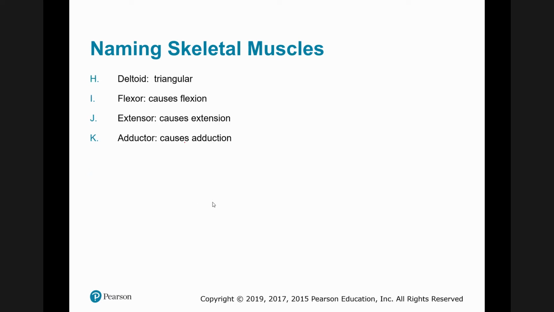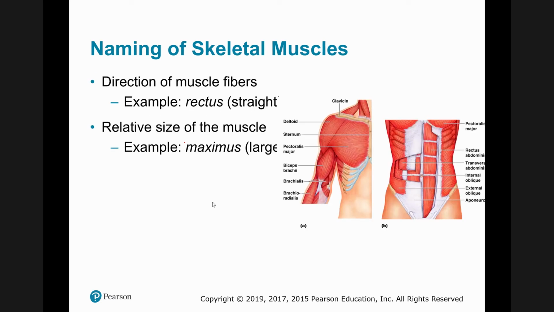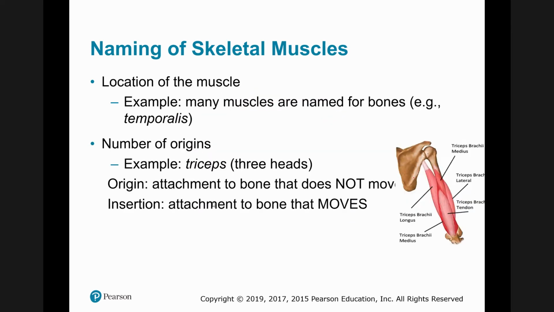Deltoid, triangular. Flexor, that causes flexion, the way we move. Extensor, causing extension or abduction. Okay. So as I said, this is just a general introduction. Naming the muscles: if it is straight, it's called rectus. If it is big, it's called maximus. So rectus abdominis, these are muscles that help in flexing your abdomen and run in a straight direction. I'll talk more about maximus later.